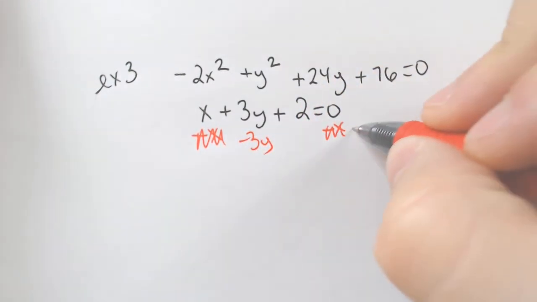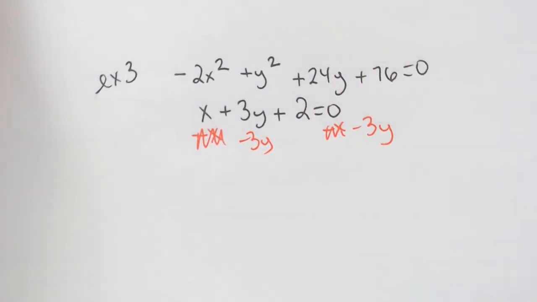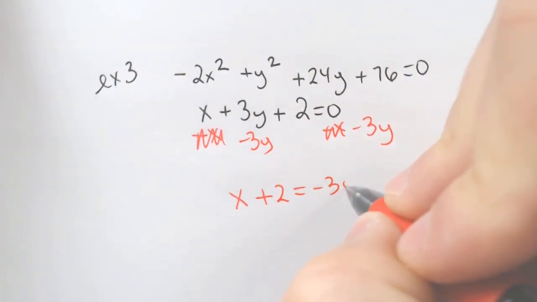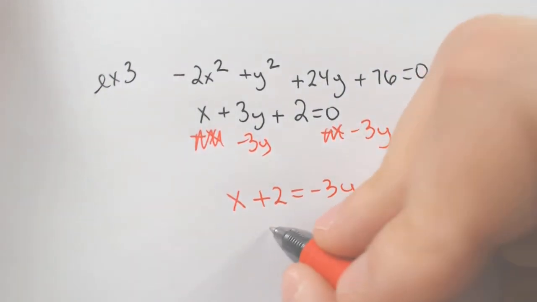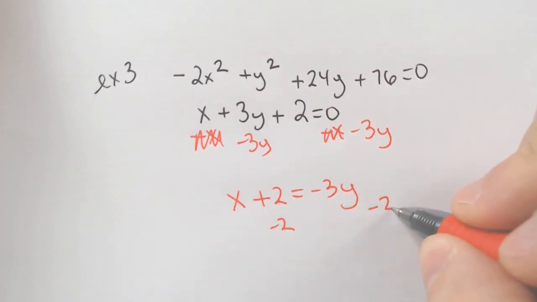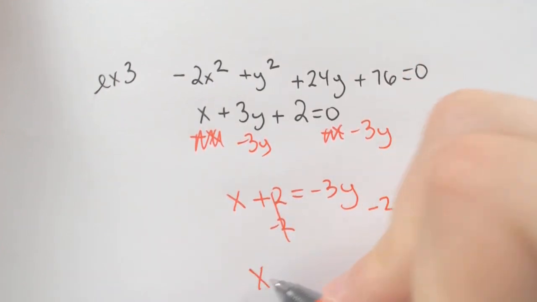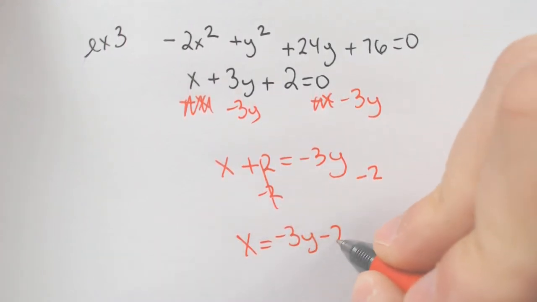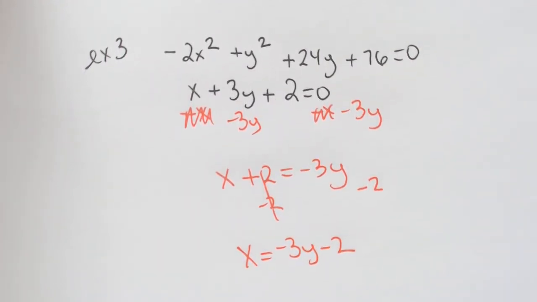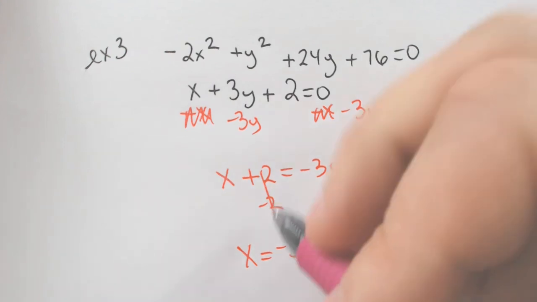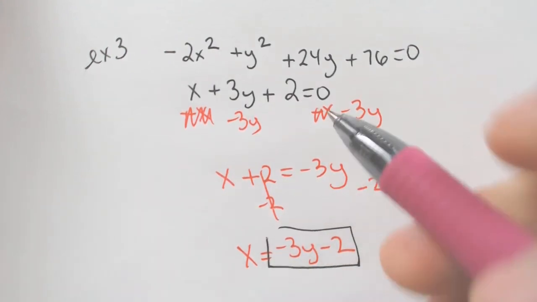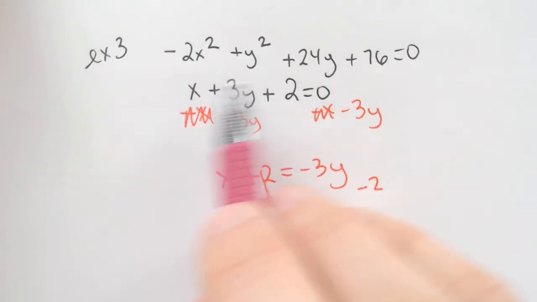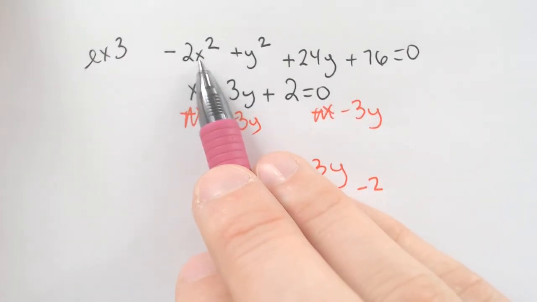I would personally subtract 3y. Like a dum-dum, I didn't do that the first time. Subtract 3y, get x plus 2 equals negative 3y, and then subtract 2. So we get x is equal to negative 3y minus 2. Great. That is what x is equal to. You can then substitute that in for x, all of them, but there's only this one in the other equation.